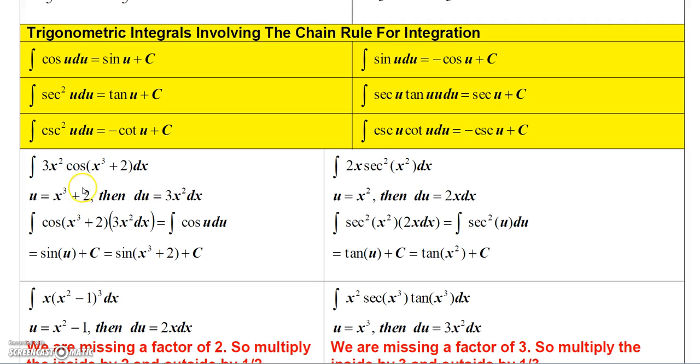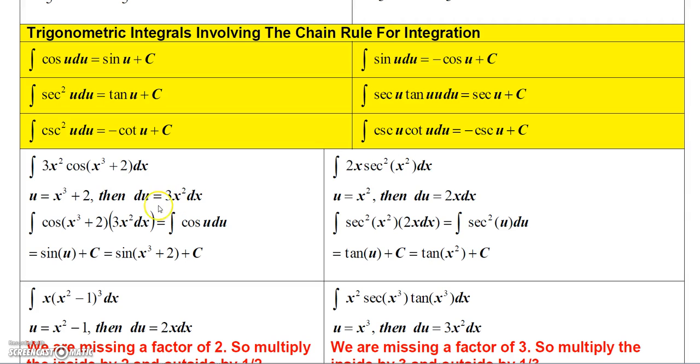All right, so let me show you an example here. So here I have 3x squared, and I have cosine of some function. So since I have cosine of some function, I might be able to get this into the form of cosine of u, where u is a function. All right, let's see if this will work. So if I'm going to try to get it in the form of cosine of u, then u would have to be x cubed plus 2. And then if u is x cubed plus 2, then du would be 3x squared dx.